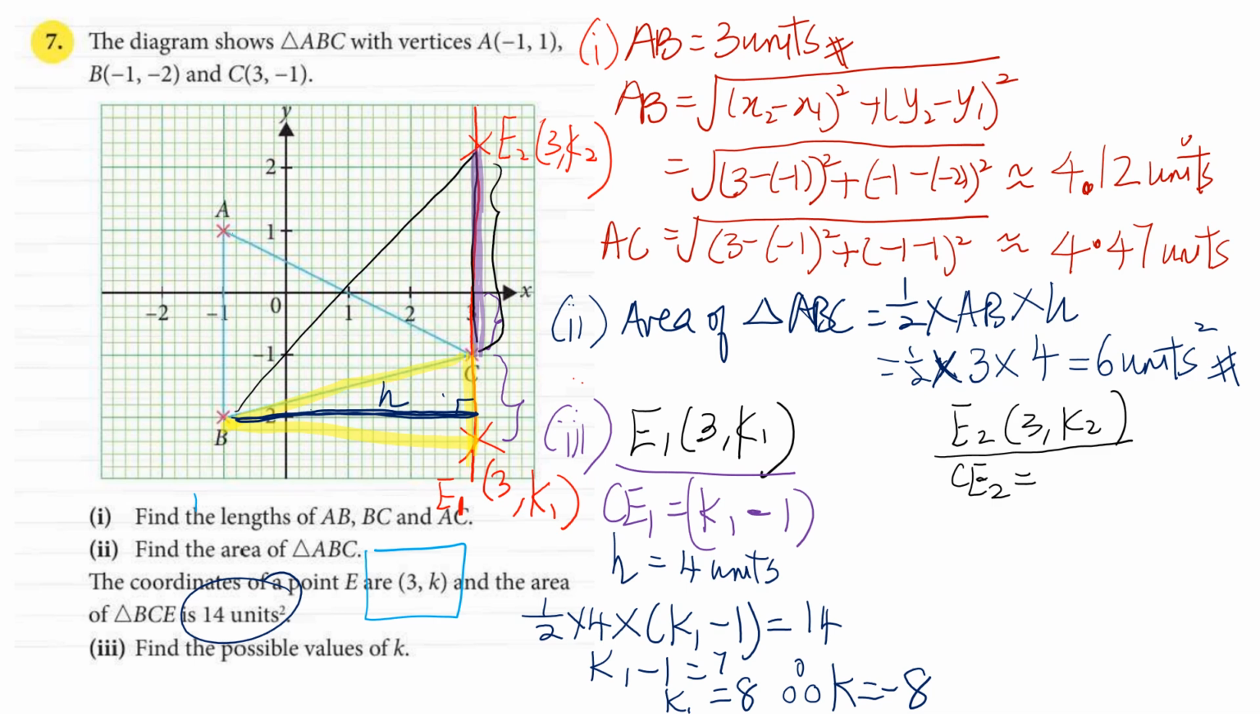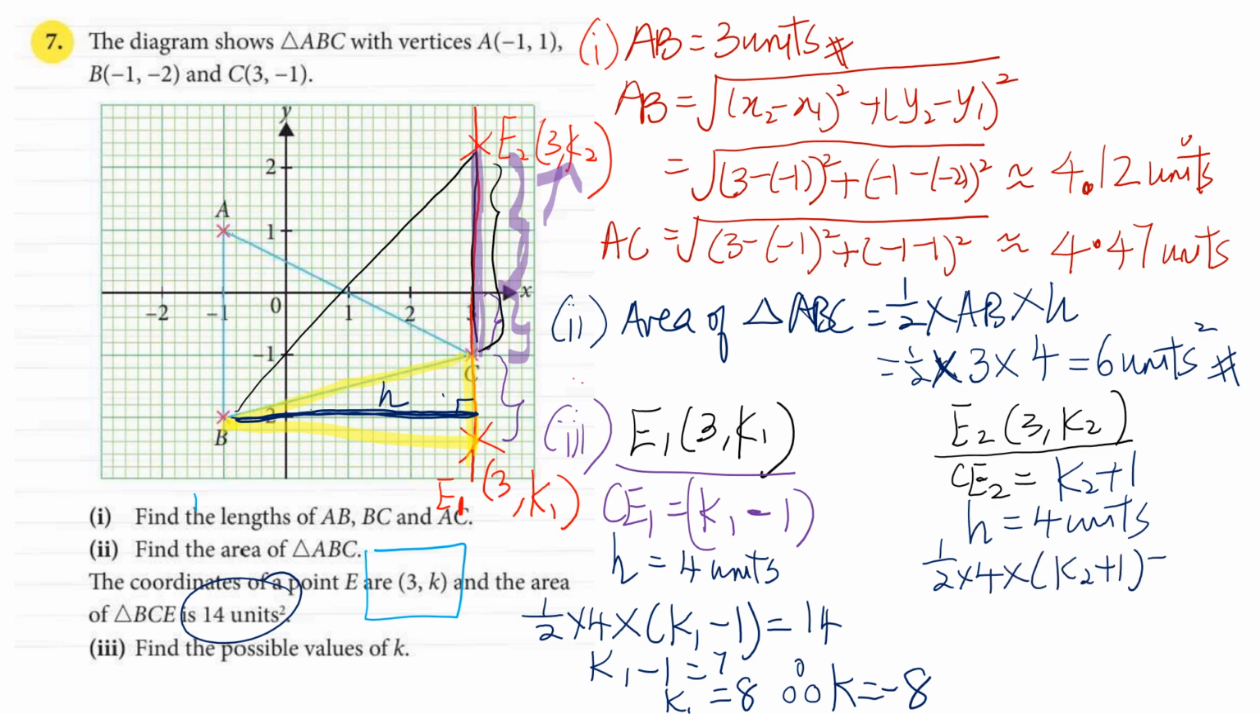Because K2 is from here to here, this is K2. And then add to this 1 unit here. So it's K2 plus 1. And then the height is the same, 4 units. So therefore, half times 4 times bracket K2 plus 1 will give you 14. K2 plus 1 will be 14 divided by 2, 7. K2 will be 6. And it's possible for K2 to be 6 because your point E2 is above the x-axis.